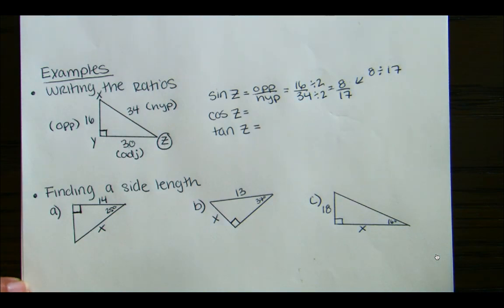Make sure you guys read directions. If it asks you to round to the first decimal place, round to the first decimal place. If it asks you to round to the fourth decimal place, make sure you round all the way to the fourth decimal place. Make sure you're reading those directions. It's super important. So the next one we have is cosine z.